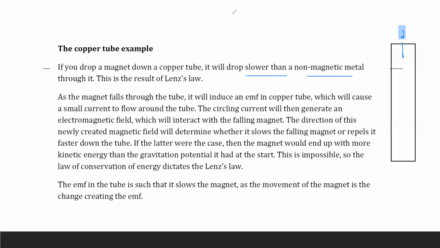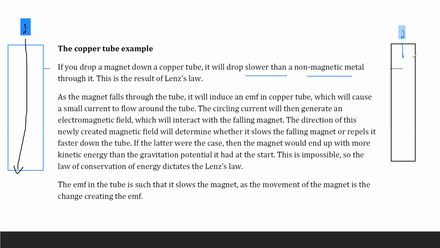For example, if we have a non-magnetic material, say a plastic tube, and you drop the same magnet with north and south poles, you will find that through the plastic tube it will fall faster, but through this copper tube it is taking more time.